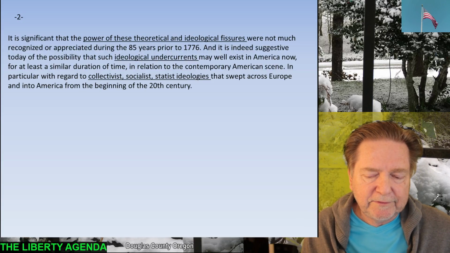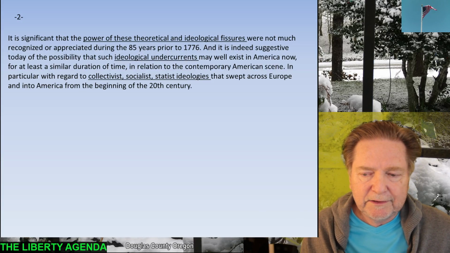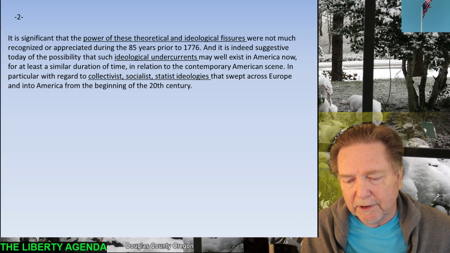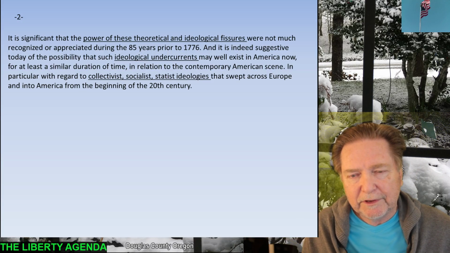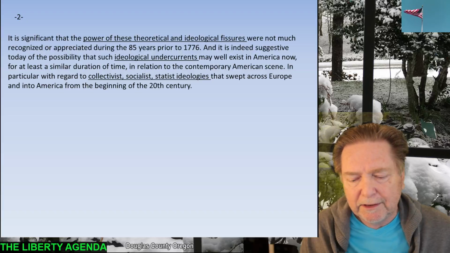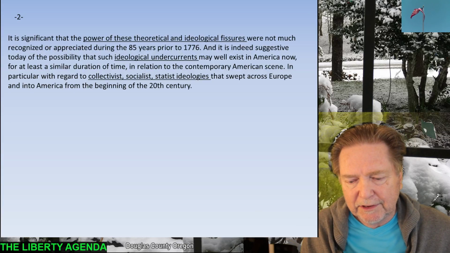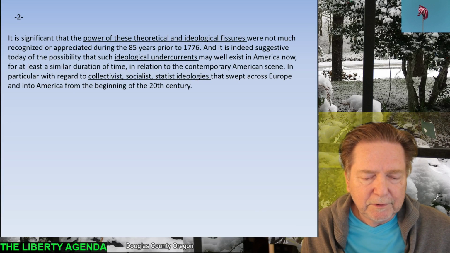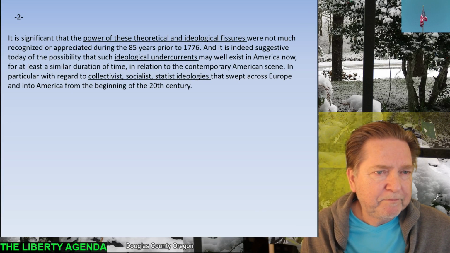It's kind of suggestive that the ideas that we use to base our government can evolve over time in such a way that we don't really fully appreciate how these concepts actually influence the way we live, the way we're governed, and the relationship we have with our government.